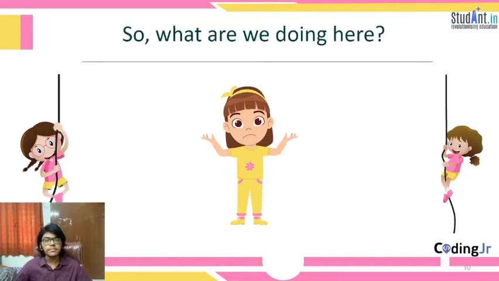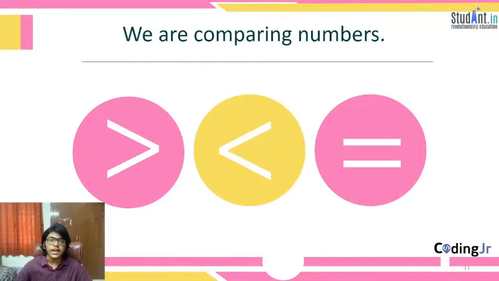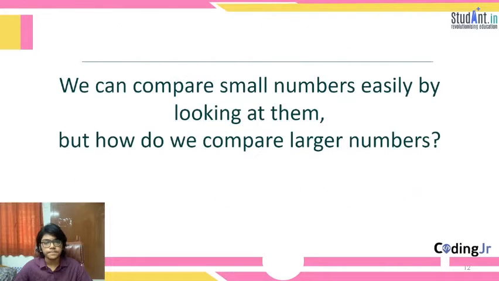Now this may seem like very simple stuff, but what exactly are we doing here? We're not just counting balls and apples, we're doing something more important. What we're doing is we're comparing numbers. Now the comparison of numbers is another one of the basics. Comparing two small numbers is really easy. We can just look at them, count, and see which is bigger or which is smaller. But it gets a little more complicated when we talk about bigger numbers.